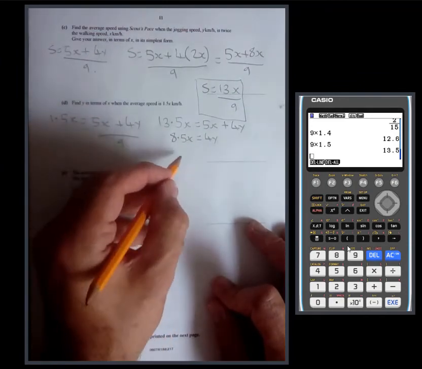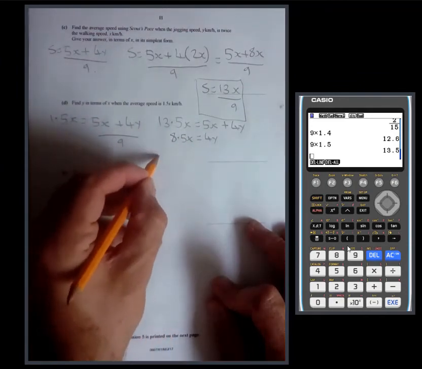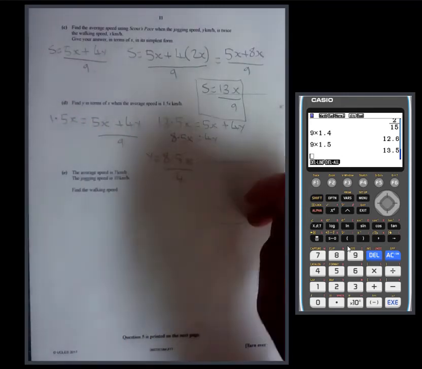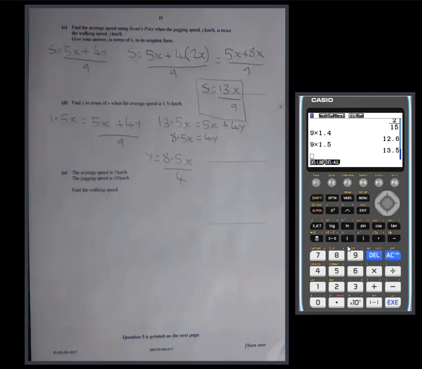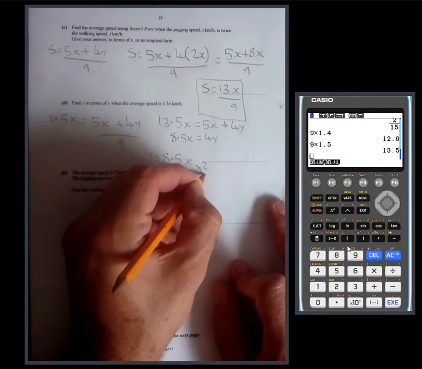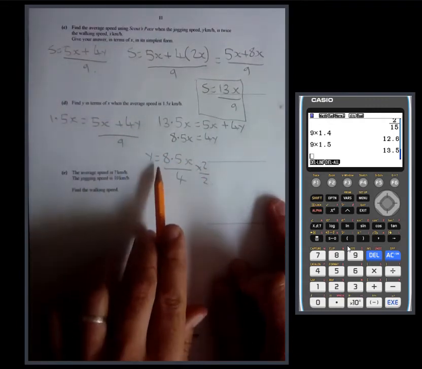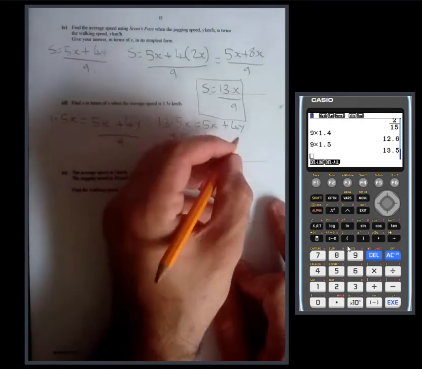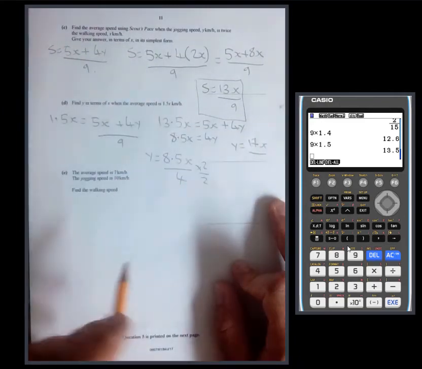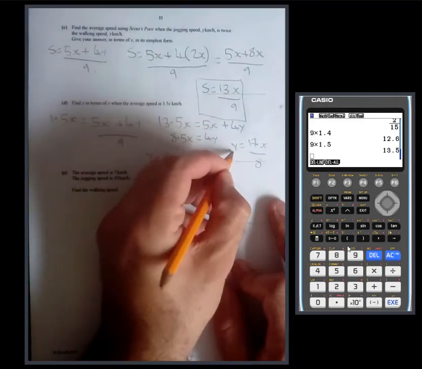So y must equal 8.5x over 4, which is not very nice actually. What you should never ever do is leave a fraction with a decimal in it. The way we solve that is to multiply by 2 over 2. So 8.5 times 2 is 17, and 4 times 2 is 8. So y equals 17x over 8.